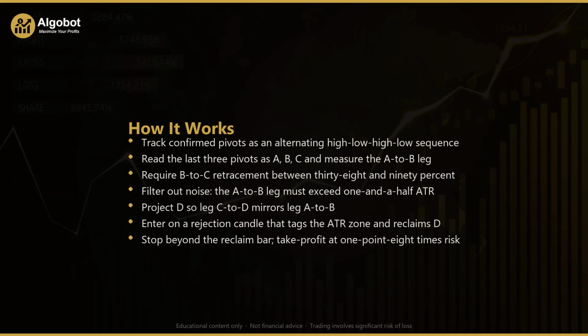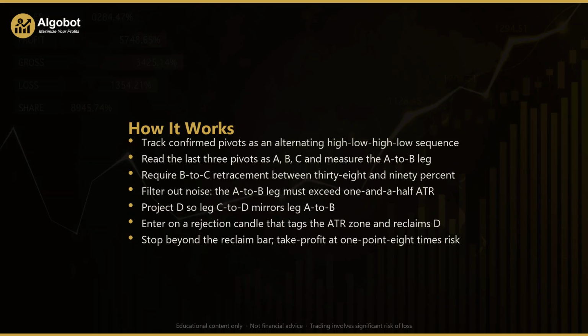First, the strategy identifies swing pivots. A bar qualifies as a pivot only when it is higher or lower than a set number of bars on each side, by default, 3 bars left and 3 bars right. Those confirmed pivots are then collapsed into a clean alternating sequence, so we always have a high, then a low, then a high, and so on. When two same-type pivots appear in a row, the strategy keeps only the more extreme one.